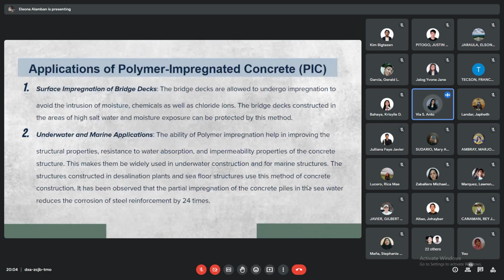Second, it can also be used in underwater and marine applications. The ability of polymer impregnation helps in improving the structural properties, resistance to water absorption, and impermeability properties of the concrete structure. This makes them widely used in underwater construction and for marine structures. The structures constructed in desalination plants and seafloor structures use this method of concrete construction. It has been observed that the partial impregnation of concrete piles in seawater reduces the corrosion of steel reinforcement by 24 times.